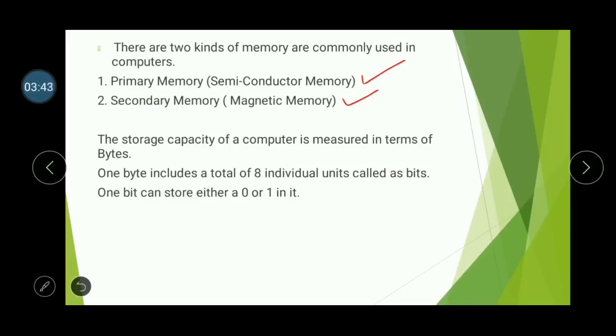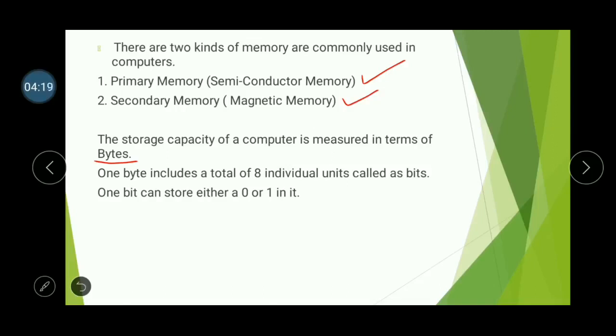The storage capacity of a computer is measured in terms of bytes. I will give a real-time example. If I want sugar, how will I convey that? 1 kg sugar, 2 kg, in kg, correct? Oil, in liters, isn't it? Like that, the storage capacity of a computer is measured in terms of bytes.